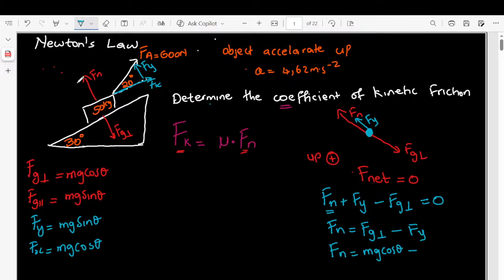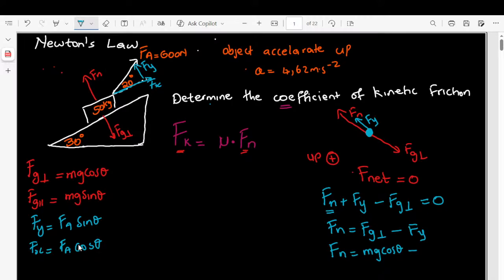Come on guys, you see now, why are we making so many mistakes? This is not mg, it's Fa. It's Fa, the F applied. It's Fa sine theta, Fa sine theta. Come on, guys. Yes, thank you. You see now, I'm happy when I make a mistake and I see that you guys are trying to correct me in the comments.